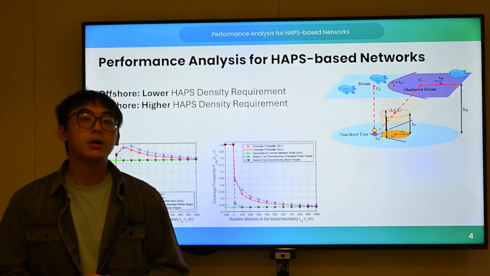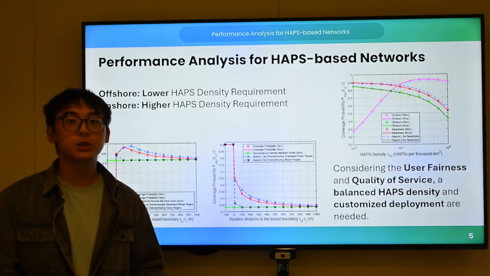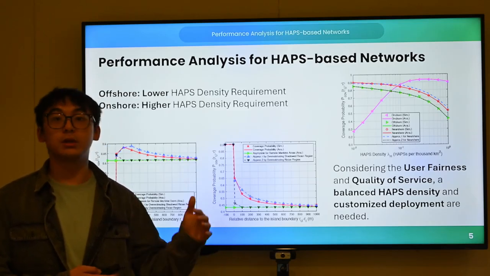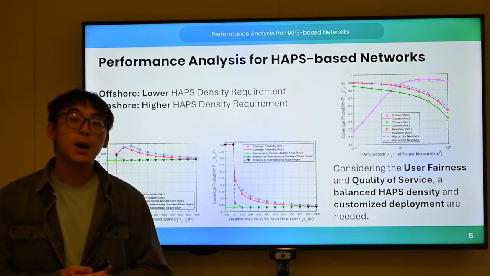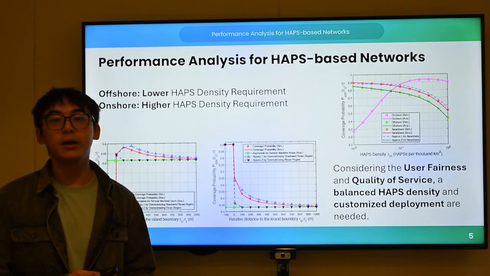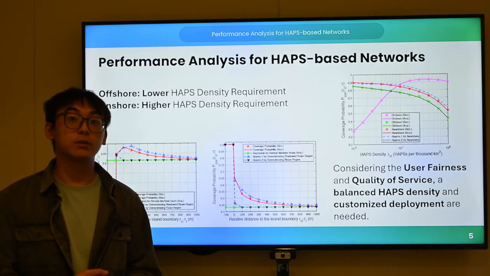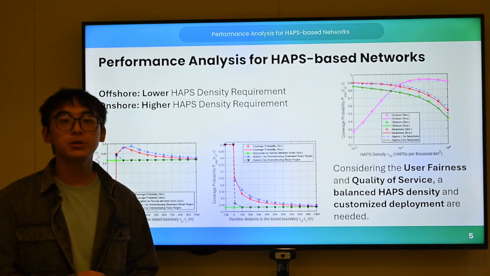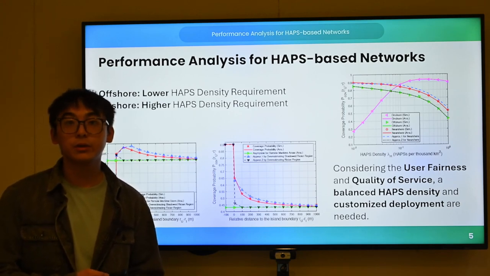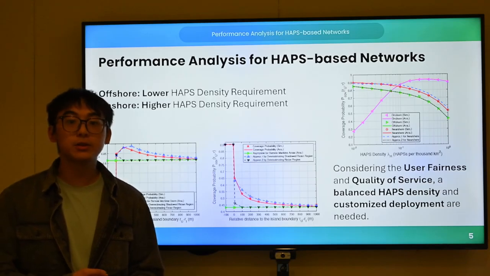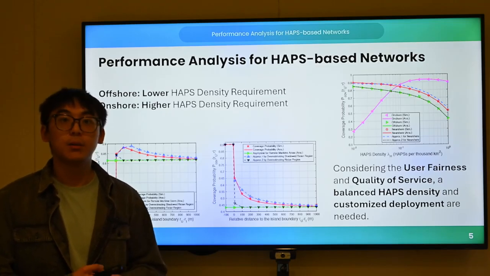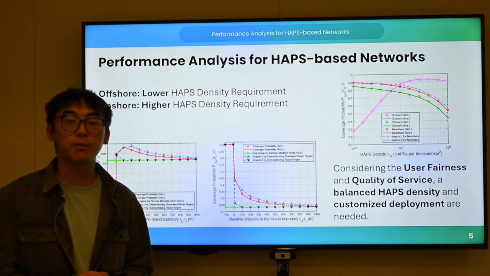So the experiments show that offshore users prefer a lower HAPS density because they already have very good line-of-sight conditions, so they want to reduce the influence from interfering HAPS. But in the onshore case, the users prefer a higher density because the interference from the HAPS is already very low, so they prefer a closer HAPS to serve. How about the nearshore? I would say that considering the user's position, a balanced HAPS density is expected. Furthermore, we want to realize customized deployment of HAPS, more for onshore but less for offshore, and we can realize good quality of service for users everywhere.